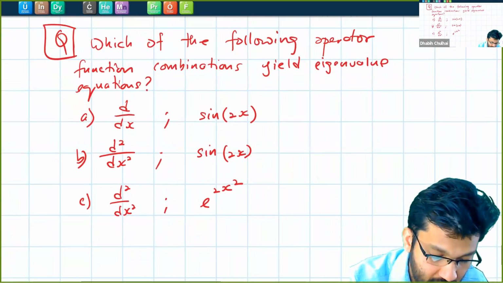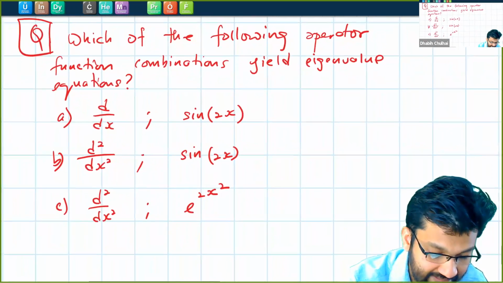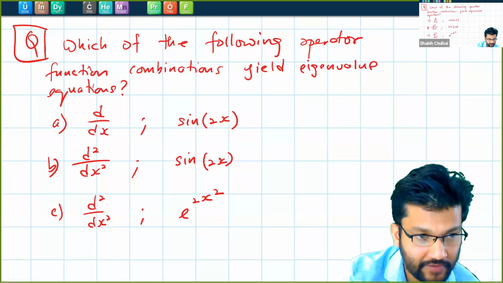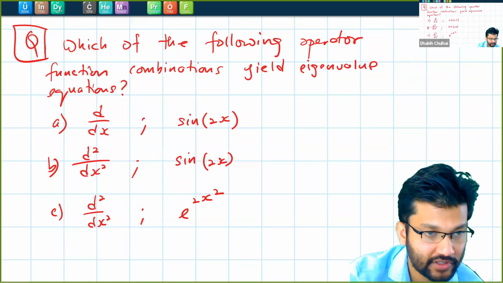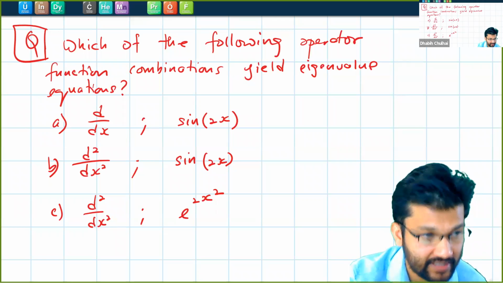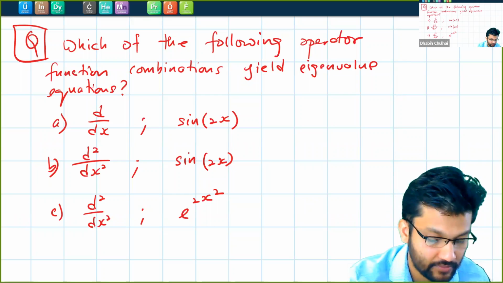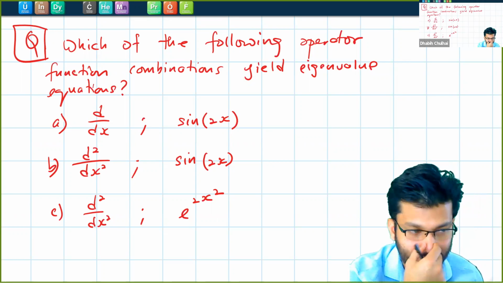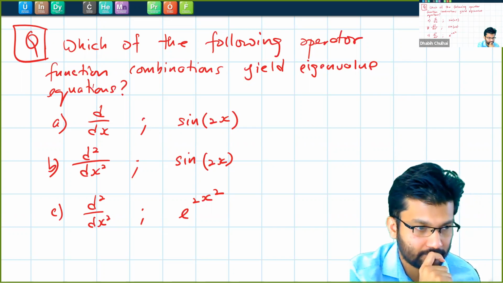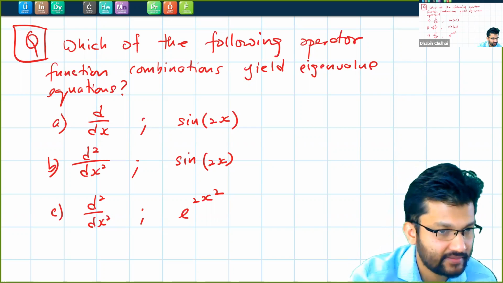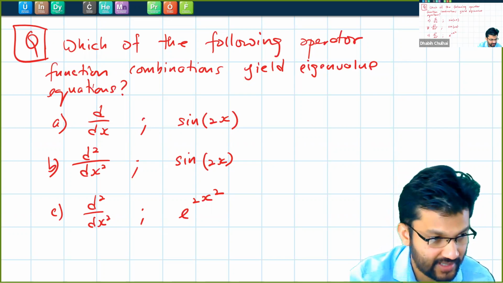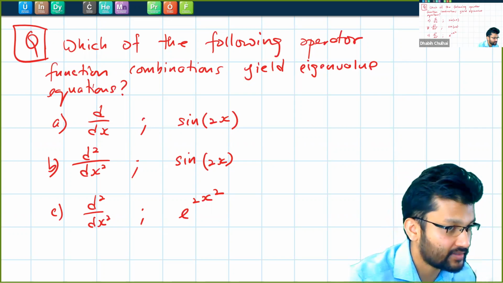So I want you to attempt these, apply the operator to the wave function, and see if you get back the same wave function. And if you do, then it means that they were eigenvalue equations. I'll give you a few minutes to do that. If you're not sure, please raise your hand and I can do the first one as an example. But I do want you to try it on your own first.